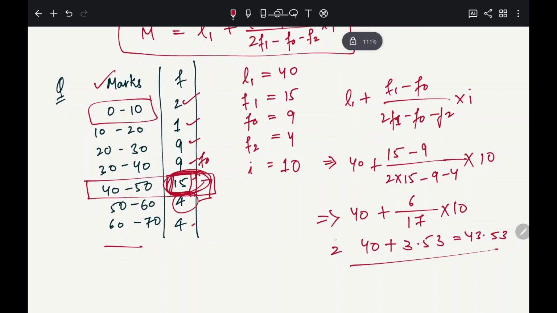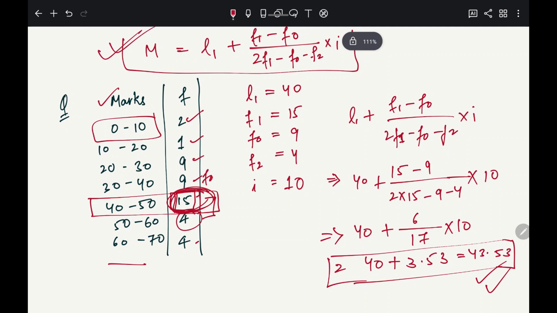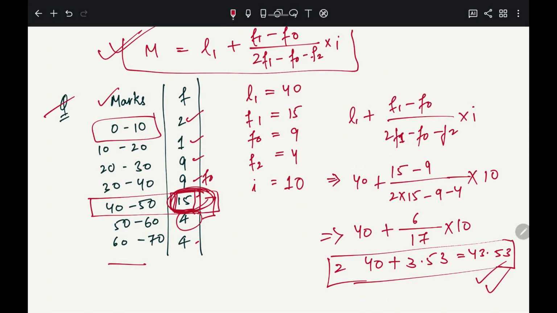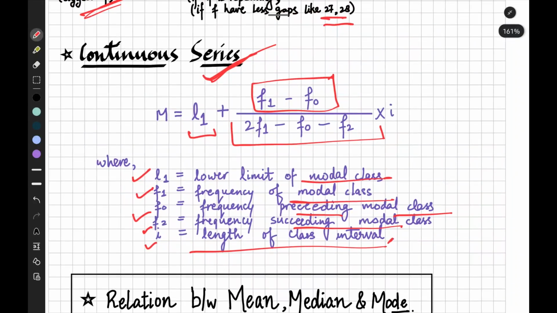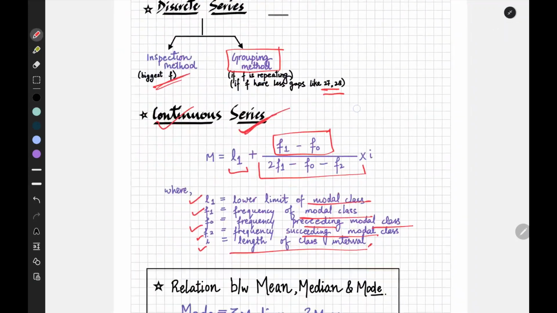So you can do this question one more time and check if the answer is correct or not. This is the formula and this is an example we did. So that's it for the continuous series. We have completed continuous series, discrete series and individual series for the mode.